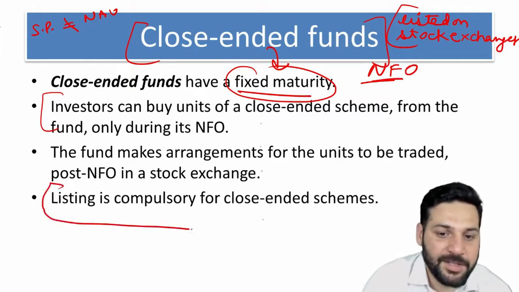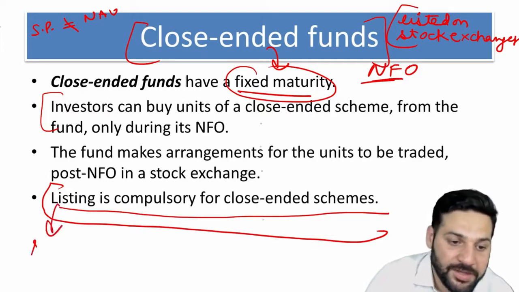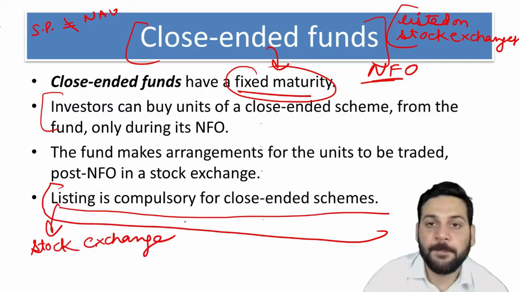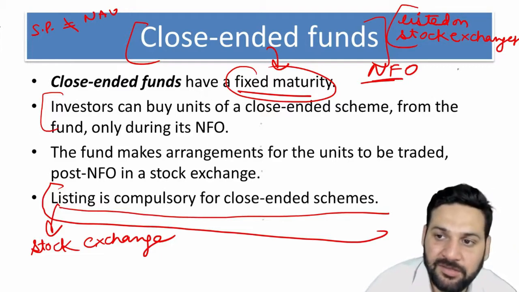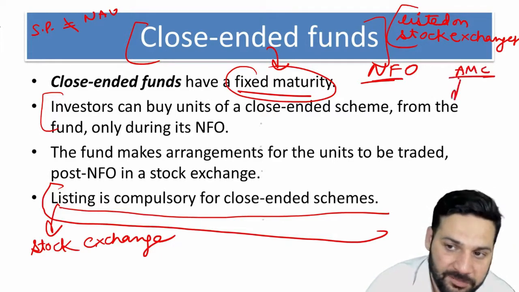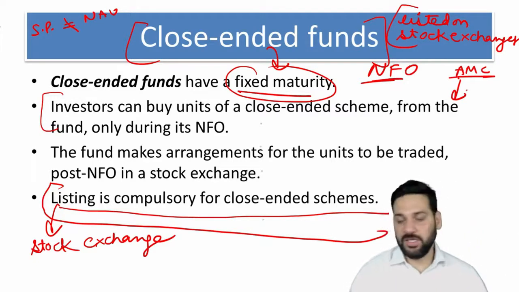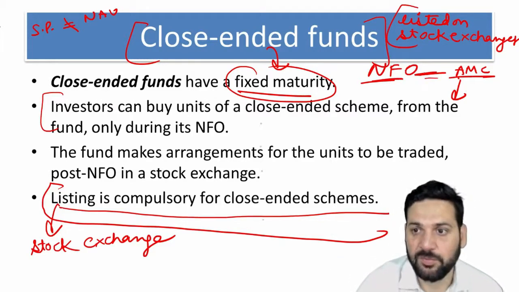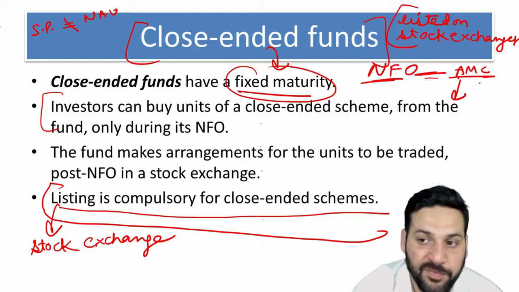So listing is compulsory for close-ended funds. Listing on the stock exchanges. Listing on stock exchanges is compulsory. You cannot take your money out of the fund before a set maturity, but you can sell it in a stock exchange, right? I mean, fixed maturity means, suppose you bought it from AMC, like Reliance is an AMC, Aditya Birla is an AMC, Kotak is an AMC. You buy the mutual fund unit from AMC at the time of NFO. You can only buy at the time of NFO, right? But you cannot sell, you cannot redeem it before the maturity date.